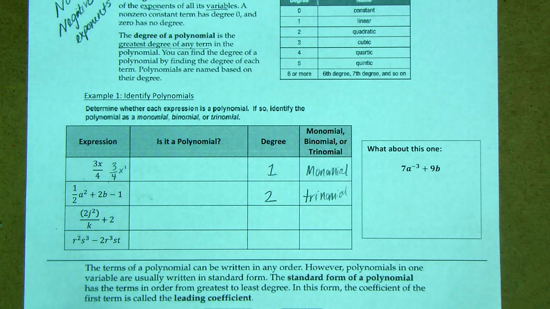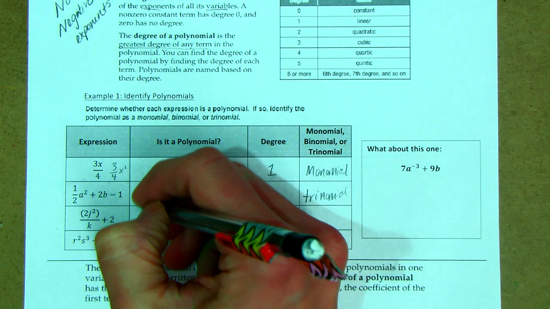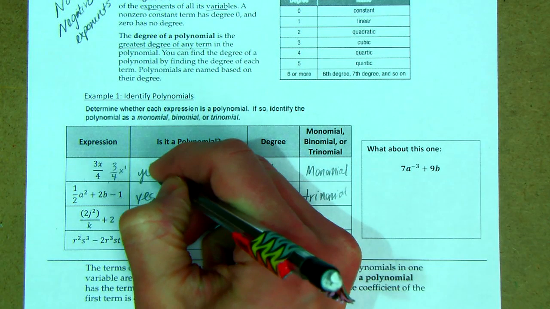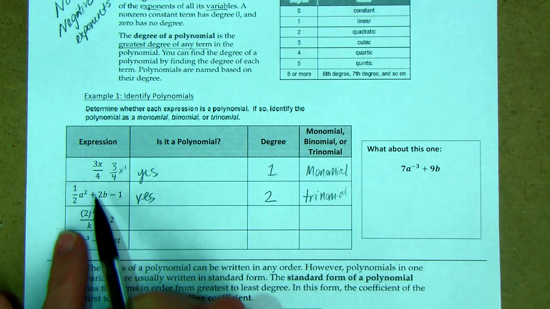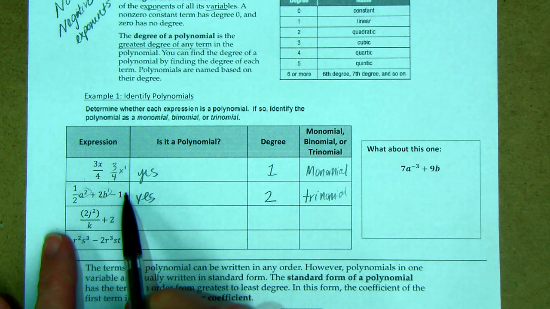The next one, again, we see a fraction, but no variable in the denominator. So yes, it is a polynomial. The degree then: a is 2, b is 1, and the 1 has no variable there, so that's a 0. So the biggest one would be a 2, and there are 3 terms separated by sums and differences.